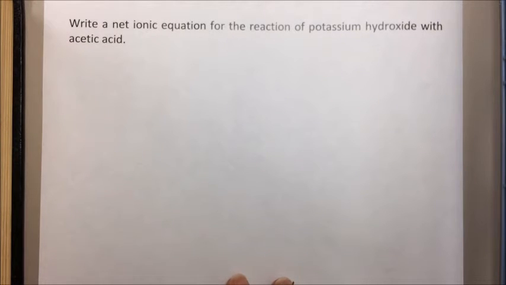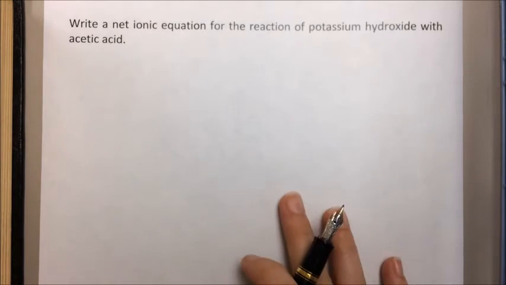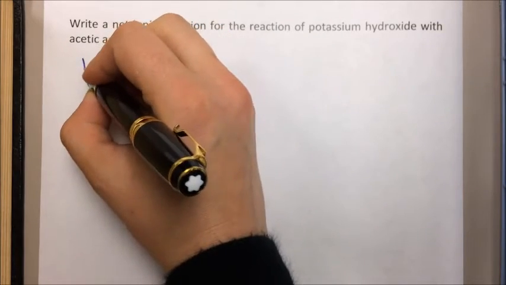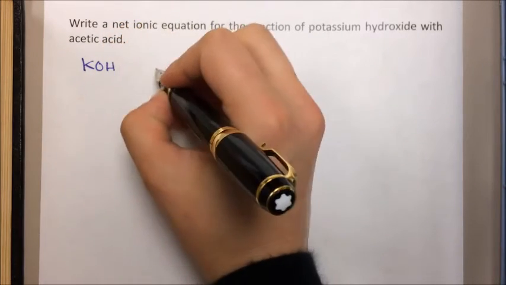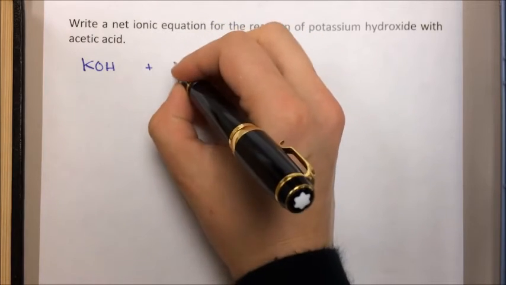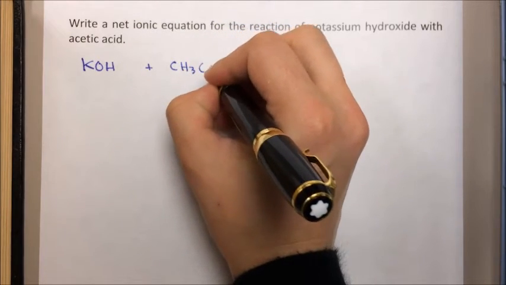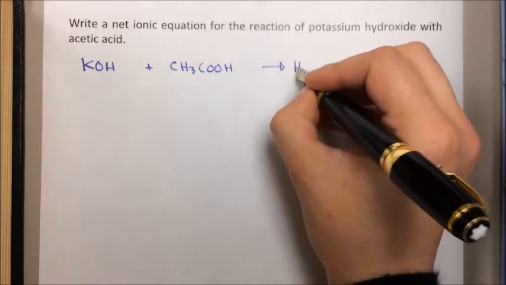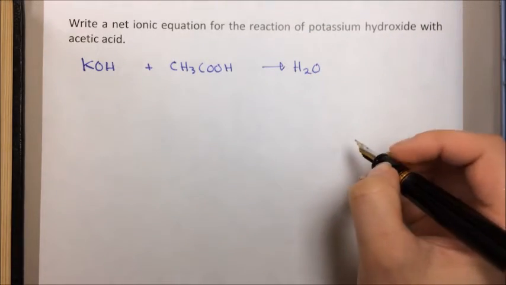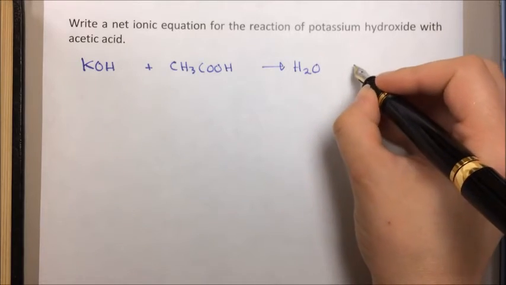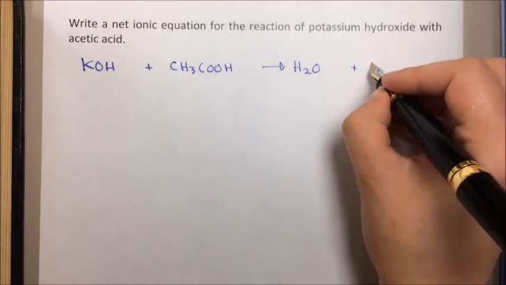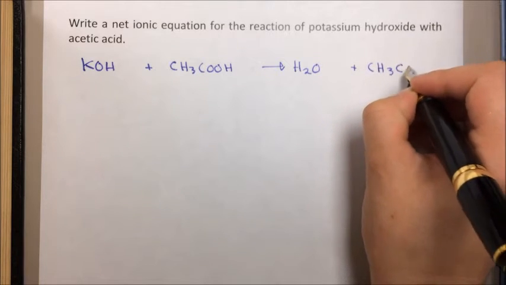Write a net ionic equation for the reaction of potassium hydroxide with acetic acid. So first we need to write a balanced equation for this. KOH is potassium hydroxide. Acetic acid is CH3COOH. And that's going to form water, because a neutralization always has one product, water, and then the leftover ions from the acid and the base. In this case, it's going to be potassium acetate.